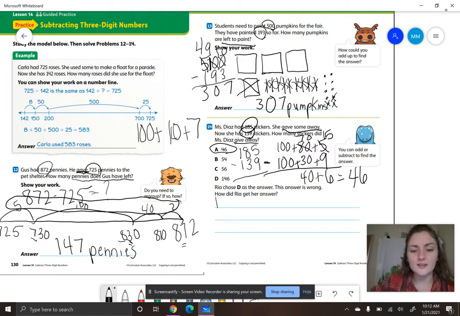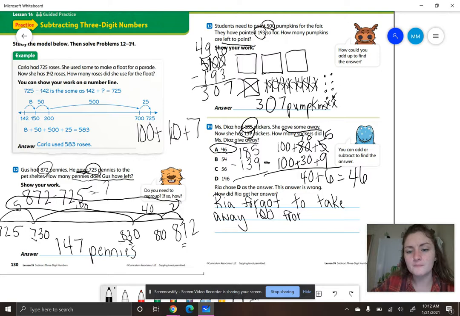So we could say Rhea forgot to take away 100. She forgot to take away, that's all we needed, right? She forgot to take away 100. All right. Ooh, 100 and 139. She forgot to take the 100 away from the part.